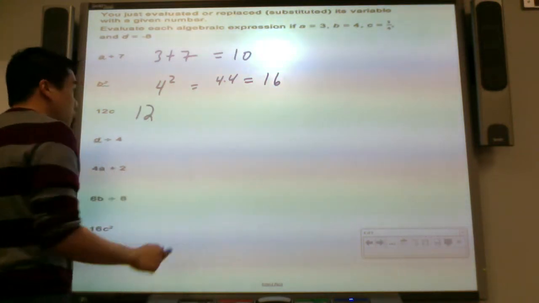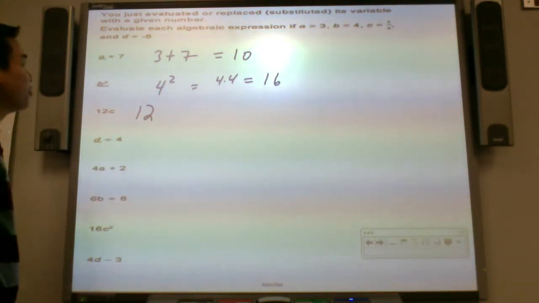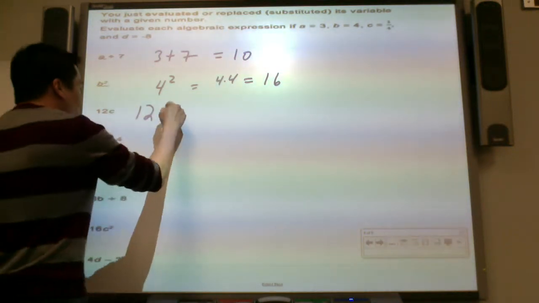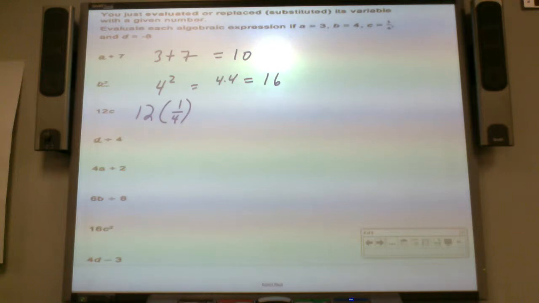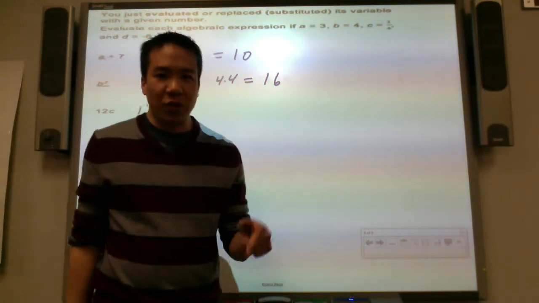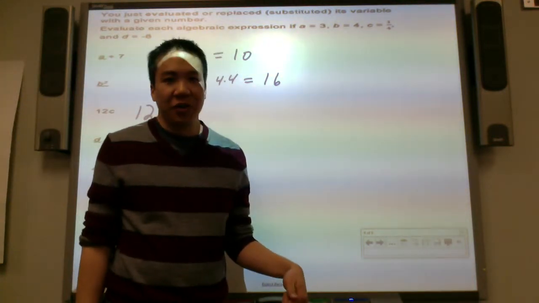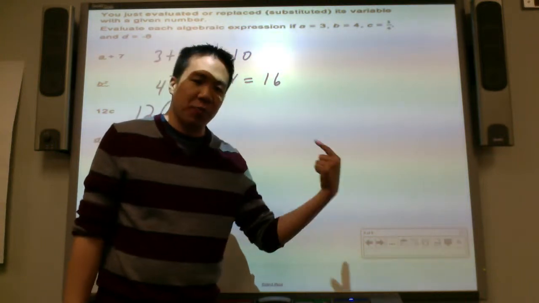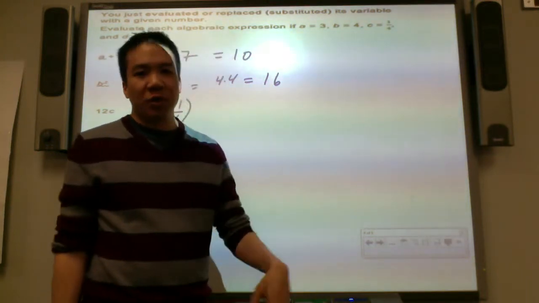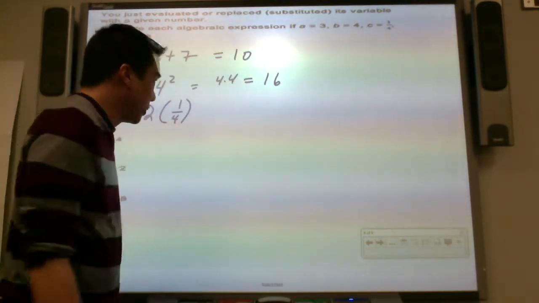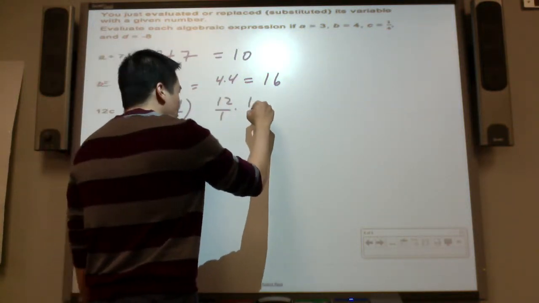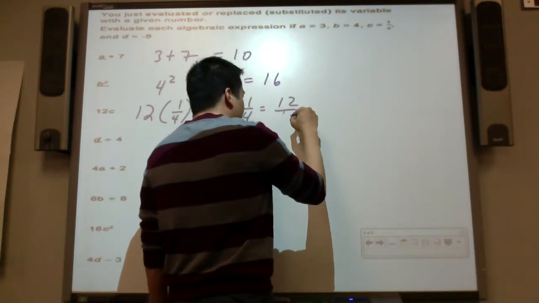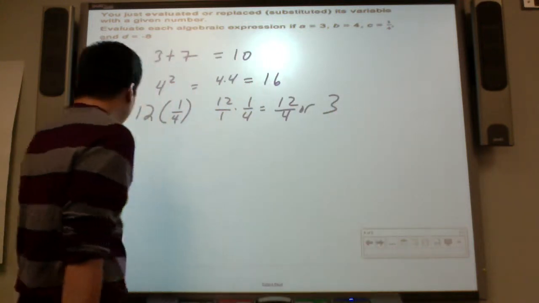12c, or 12 groups of c. If I evaluated c as 1/4, what is 12 groups of 1/4? If you add 1/4 plus 1/4 plus 1/4 plus 1/4 plus 1/4 plus 1/4 plus 1/4 plus 1/4, that's 2. Plus 1/4 plus 1/4 plus 1/4 plus 1/4 is 3. Or you could just multiply it. 12 times 1/4 is 12 fourths, or 3.